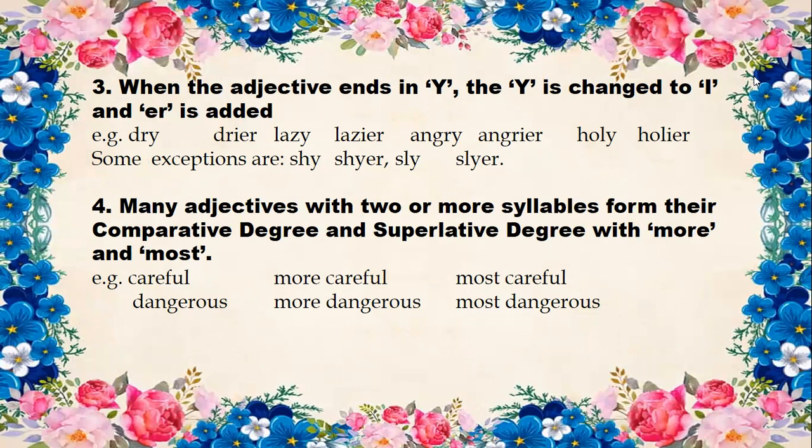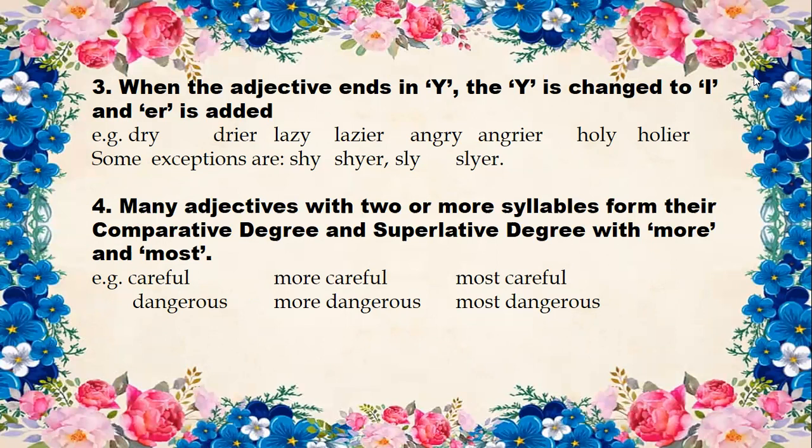But there are some exceptions also. Some exceptions are shy, shyer, sly, slyer. Here we are not removing that Y. We are keeping that Y as it is and ER is added. So these are the exceptions.